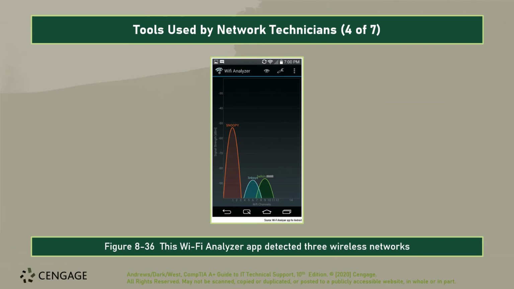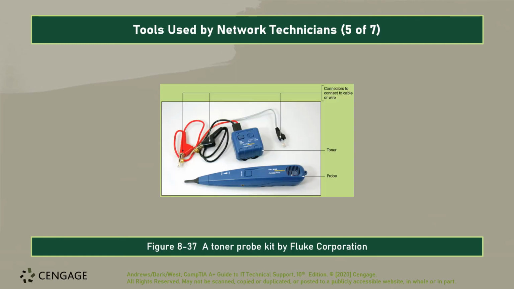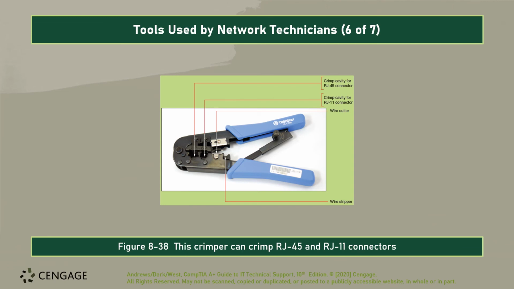So here we have a Wi-Fi analyzer app, and we can see the strength thereof. We can see what channels they're occupying, etc. Here we can see a toner probe kit by Fluke, and we can see where we can test the connectivity. There's a crimper. I have one from Paladin that's very similar to this. It's almost exactly the same. It's just orange instead of blue.